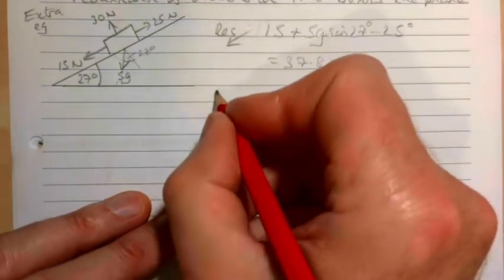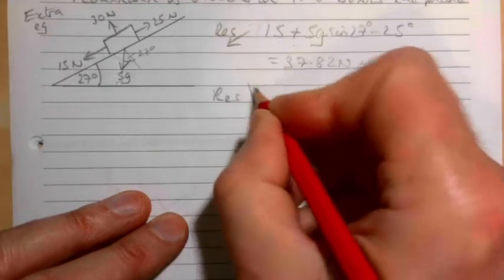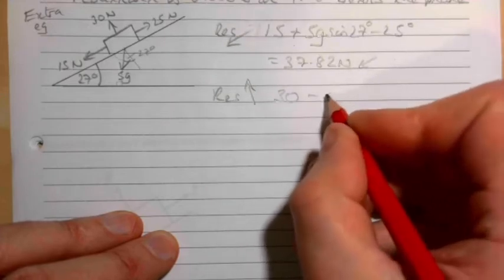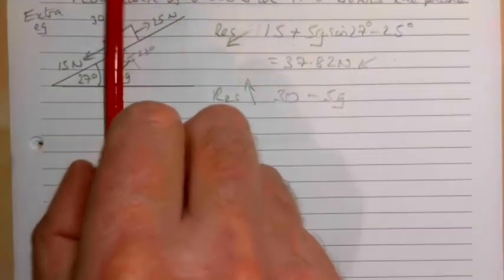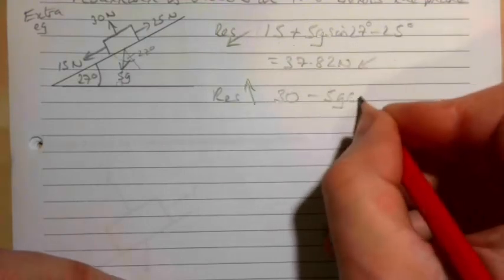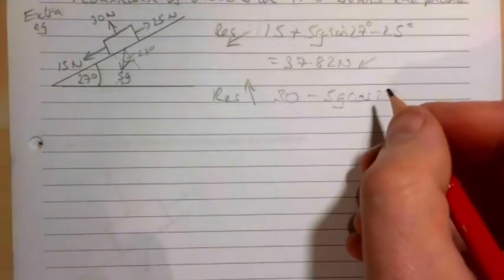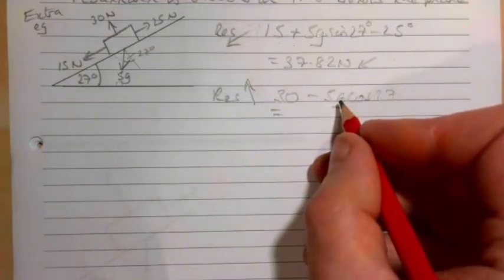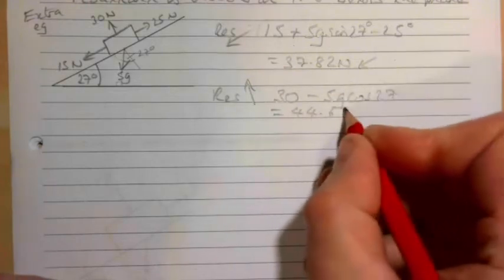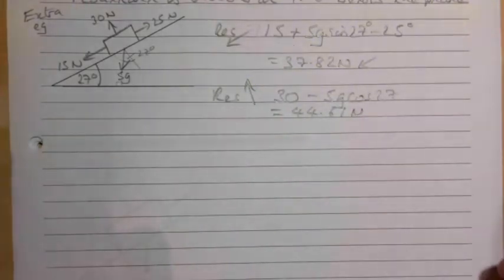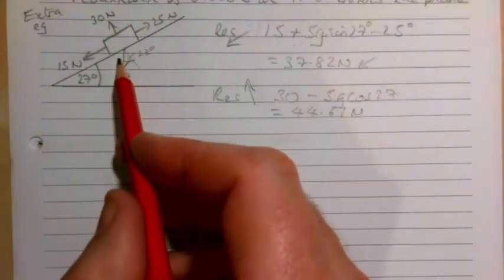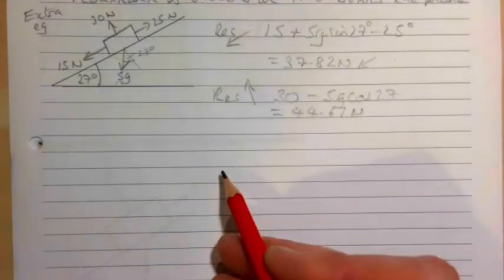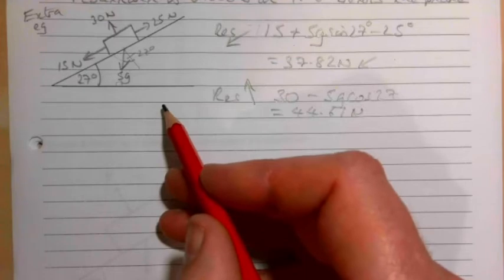The other way we're going to go then is that we're going to resolve this way here. So what do we have going this way? We have a 30 going this way, and then take away 5G, and I am going to cross that 27, so it would be cos 27. Putting that into your calculator, 30 take away 5G. Remember, G for us is 10, so that would be then 44.61 newtons. I've changed my 1, 2, 3, 4 random forces into 2 orthogonal ones. So what do I have? I have 37.82 going down the slope, and then I have 44.61 going up.